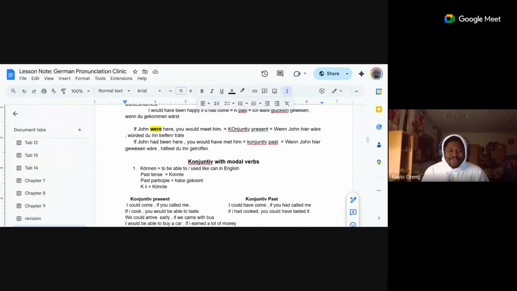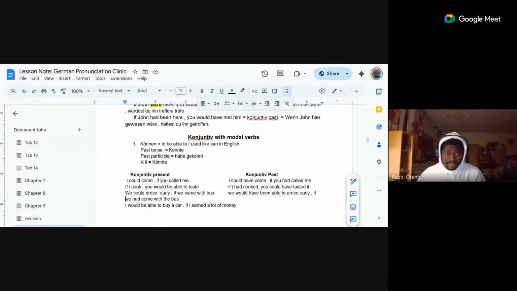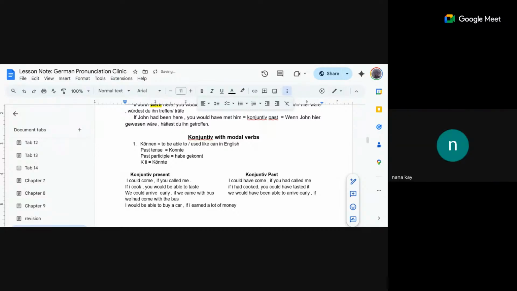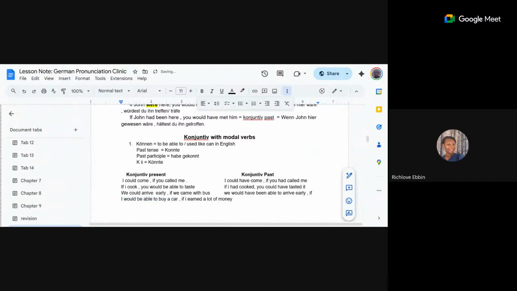Okay, so we could arrive early if we came with the bus. So we would have been able to come early, to arrive early, if we had come with the bus. But you can say we could have arrived earlier. You would have been able to arrive. If you use could, yeah.